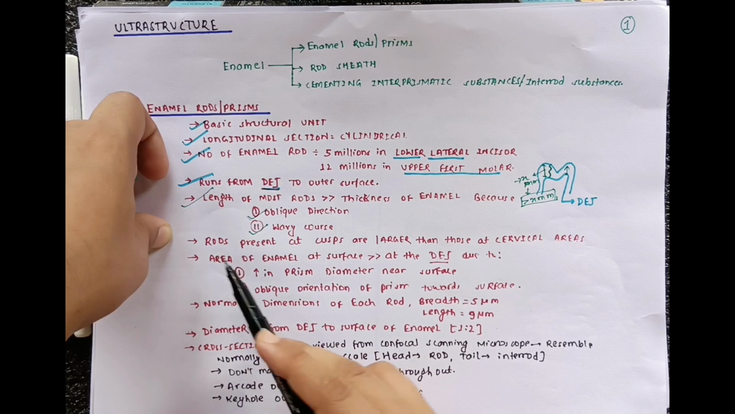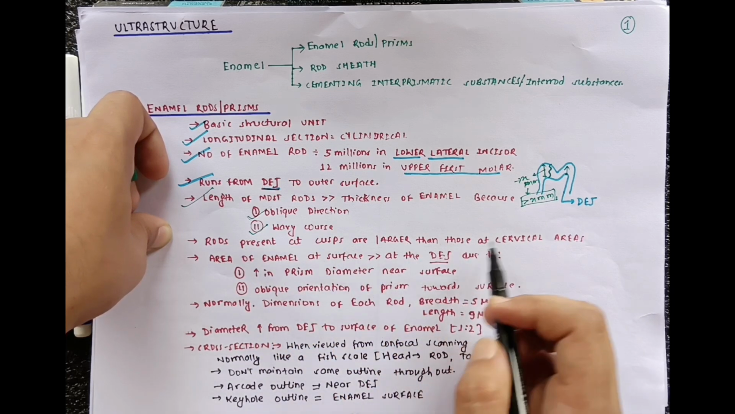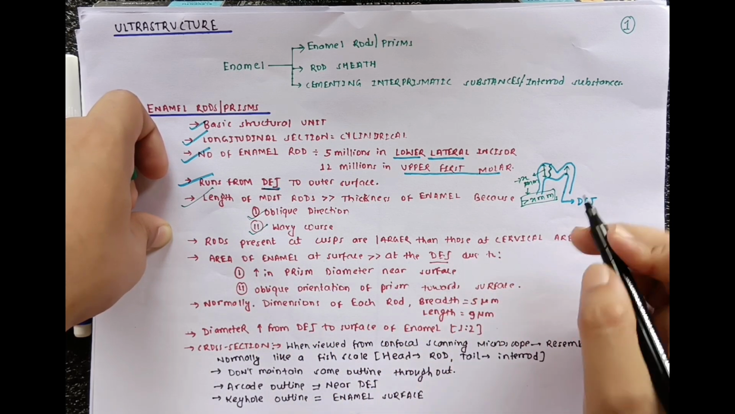Now after that I have written that the rods present at the cusp are larger than those at the cervical areas, as we know about the thickness of the enamel.